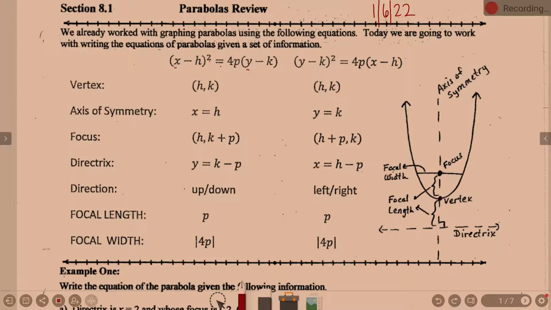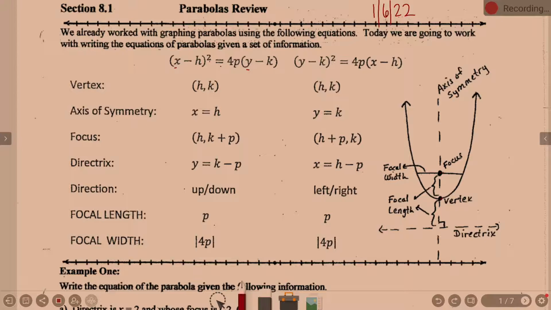Focal length is determined as p. That's all in the chart there, right? So that distance is p. That is also the same distance going from the vertex to the directrix. The directrix is an invisible line like the axis of symmetry. It is perpendicular to the axis of symmetry. Your axis of symmetry goes through the middle of the parabola, cuts it in half, and is symmetric. The directrix is perpendicular, down here.